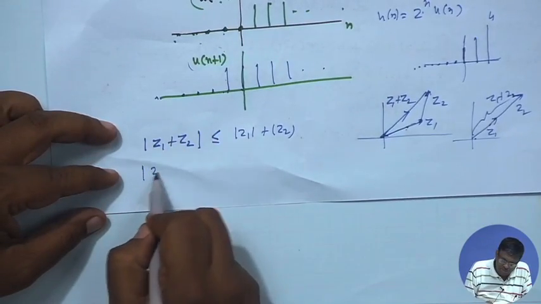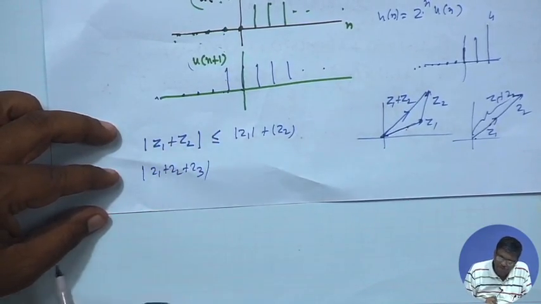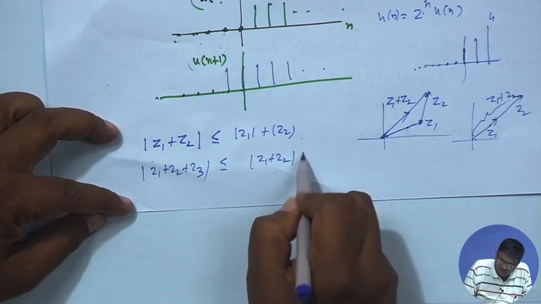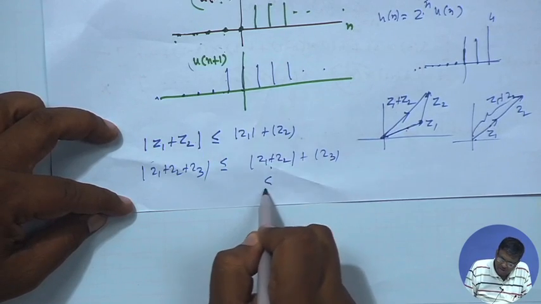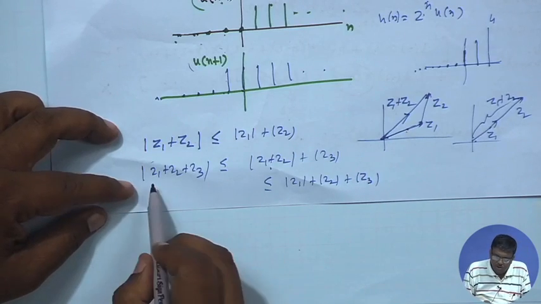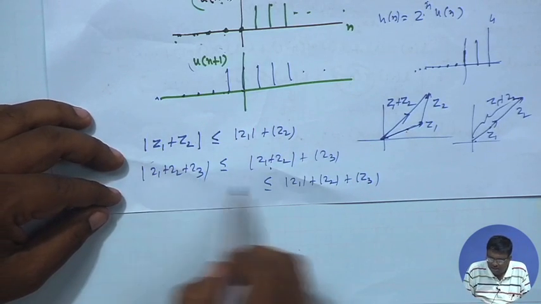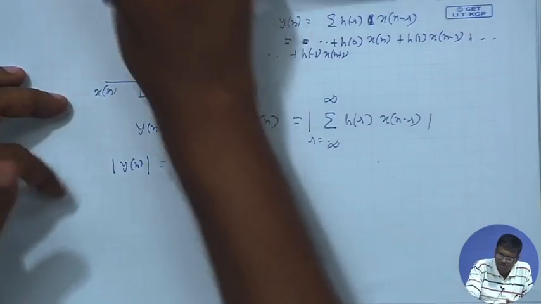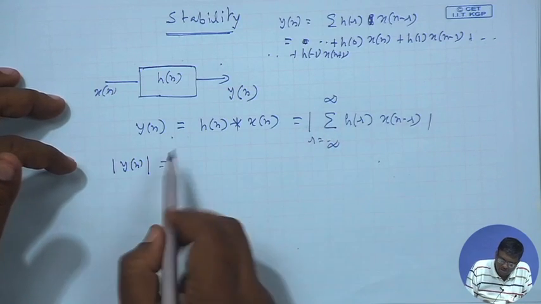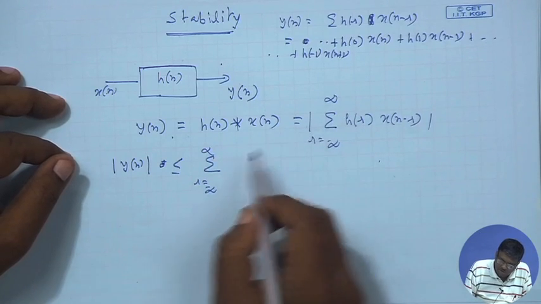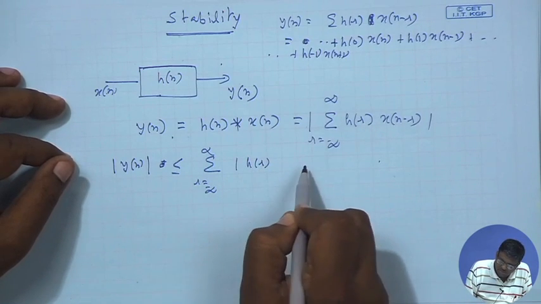So, what we have here, you can generalize it. If I have z 1 plus z 2 plus z 3, it is less than or equal to mod, you can take these two together first, plus z 3, then again you can take this like that. So, this way you can build up. Mod of summation is less than or equal to summation of mods. So, there is a summation and mod, that is less than or equal to summation over mod.